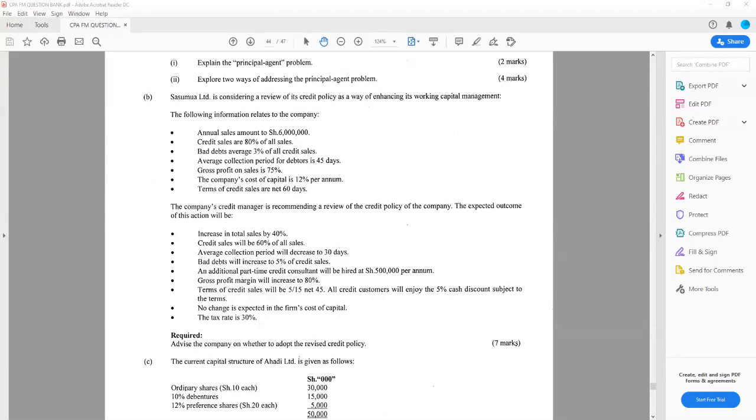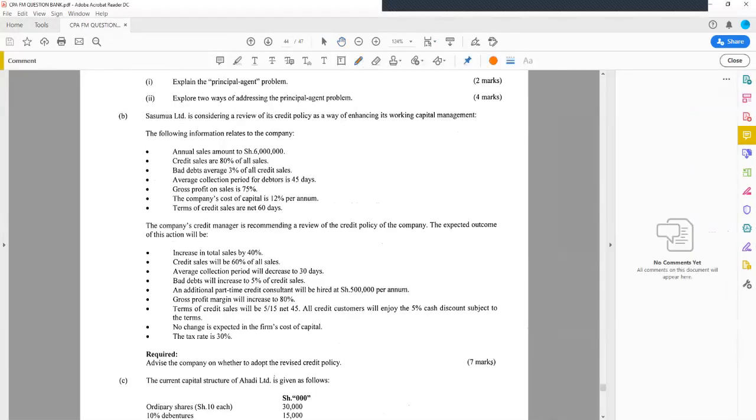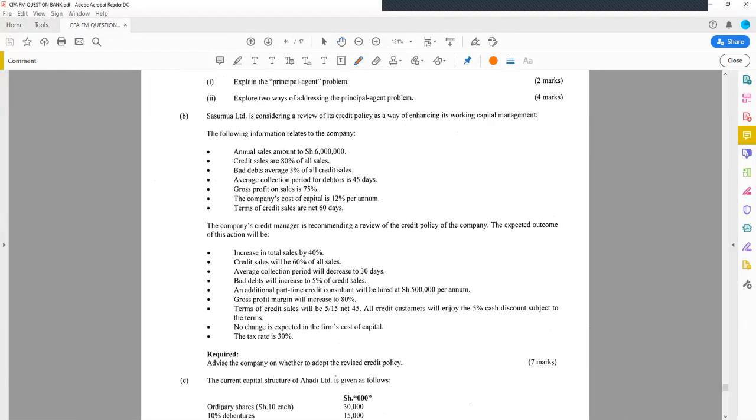So first, as a company, if you implement the proposal, there'll be a 40% increase in sales. So if sales are increasing, there'll be an increase in profit. The gross profit margin will remain constant at 25%. Quite high, but assume that it's possible. So therefore we can get a gross profit increase.